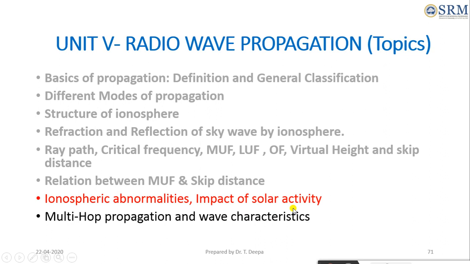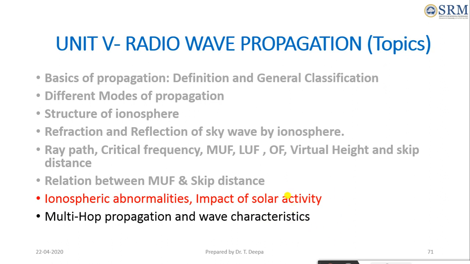Lesson 5 is about the ionospheric abnormalities and the impact of solar activity. So far we have covered the basics of propagation, different modes of propagation, ionospheric layers, reflection and refraction of sky waves by the ionosphere, and some important frequencies within high frequency propagation used in communication links, and the relationship between MUF and skip distance.